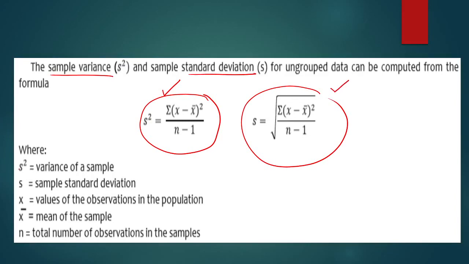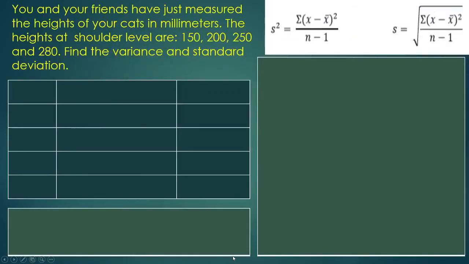So look at our formula. S squared is the variance. S is the sample standard deviation. X there is the observation, meaning these are the given values, the observations in the sample. Now, X bar is the mean of the sample. N is the total number of observations. Now, let's apply that to our first example.